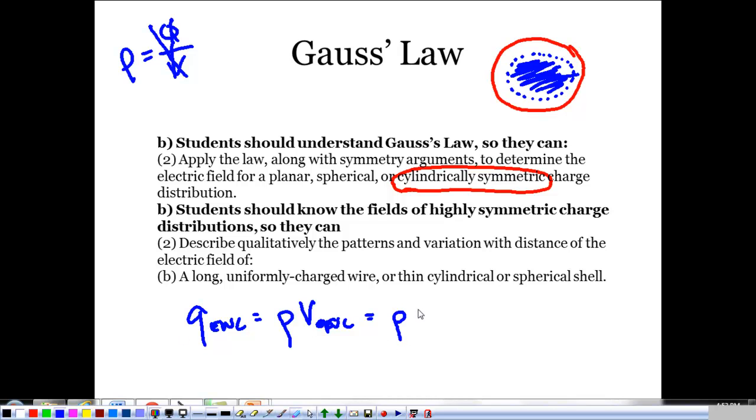Well, in this case, it's going to be this area here, times the length of my cylinder. It's going to be rho times pi r squared times the length of my cylinder. This is what we're going to use for Q enclosed inside of a uniformly charged wire or cylinder.